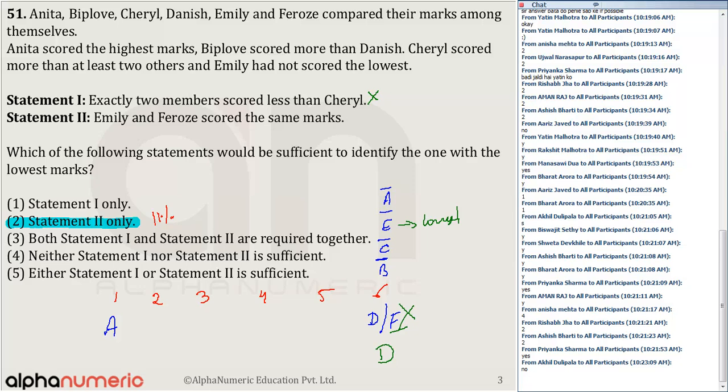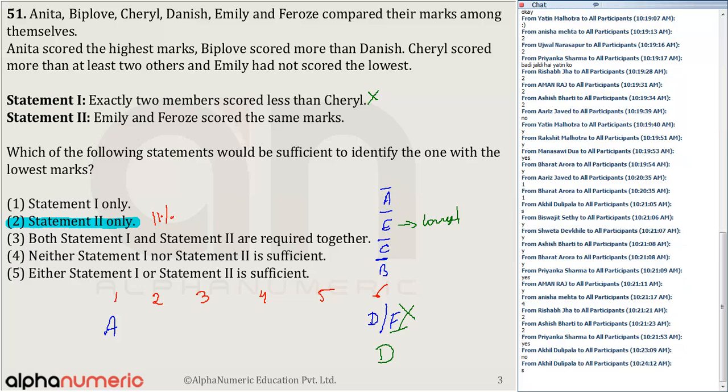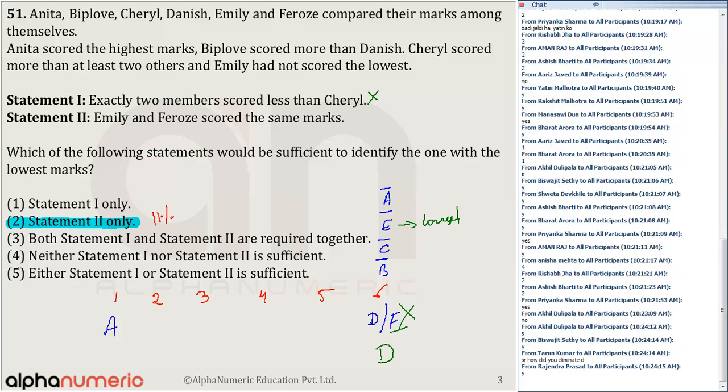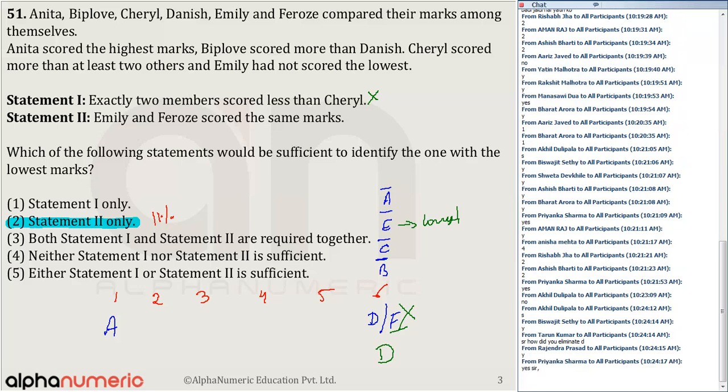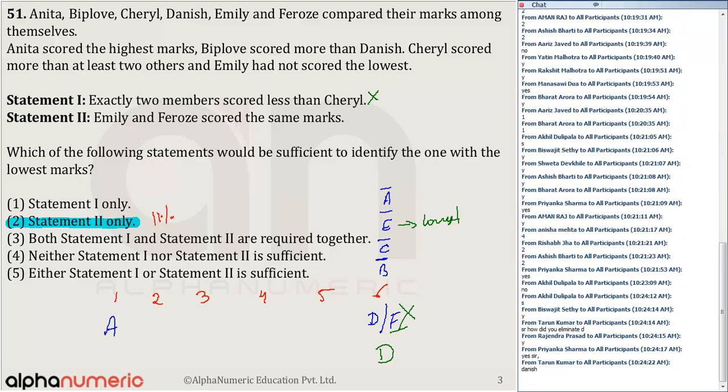Is that clear to all of you? Please respond. Okay, so can I move ahead to the next question? How did I eliminate Tarun as D? Why do I need to eliminate D?